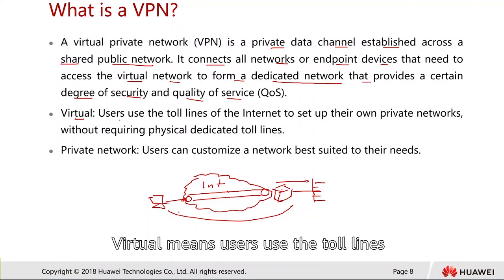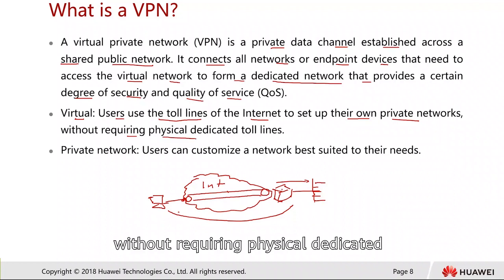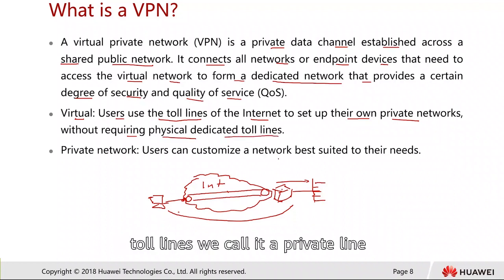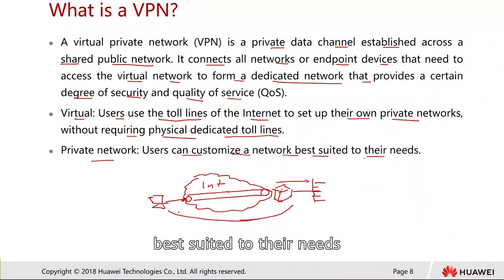So virtual means the user uses the toll lines of the internet to set up their own private network without requiring physical dedicated toll lines, or we call it the private lease line. Private network means the user can customize a network best suited to their needs.